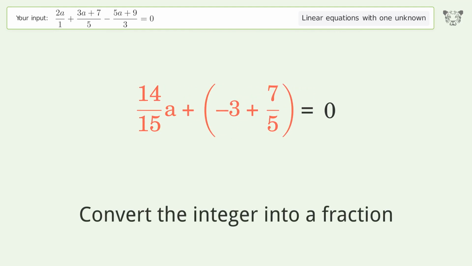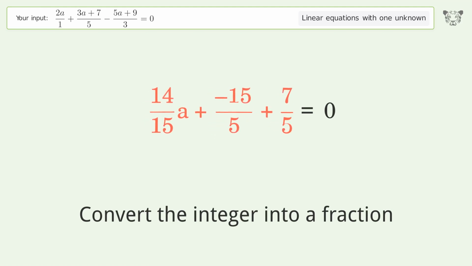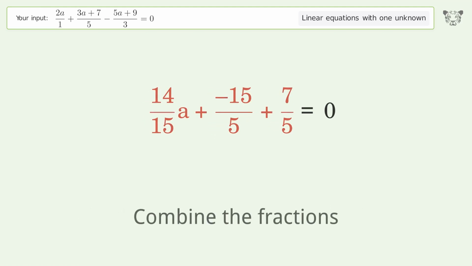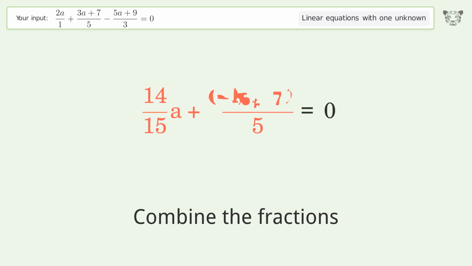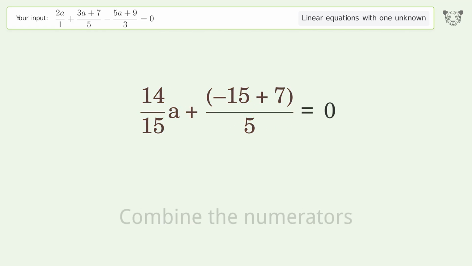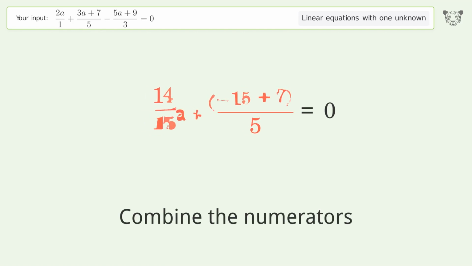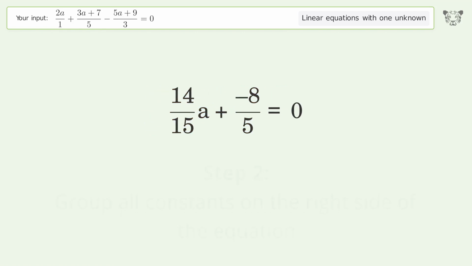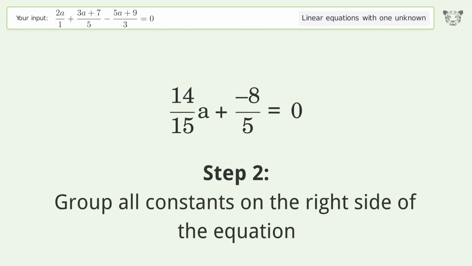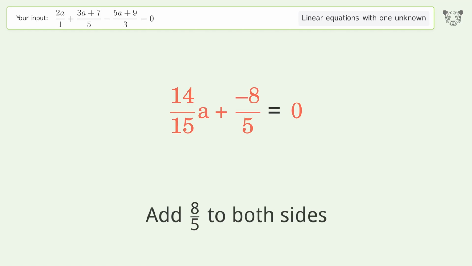Convert the integer into a fraction. Combine the fractions. Combine the numerators. Group all constants on the right side of the equation. Add 8/5 to both sides.